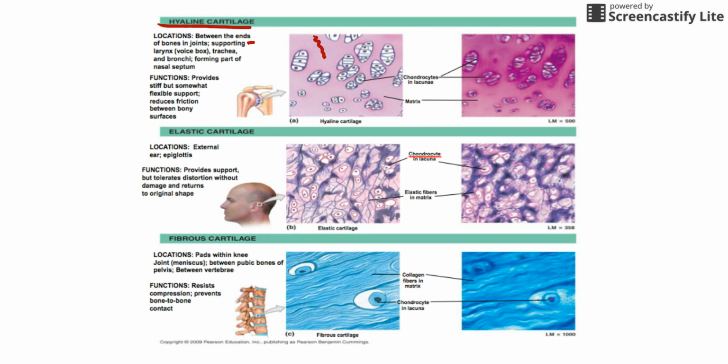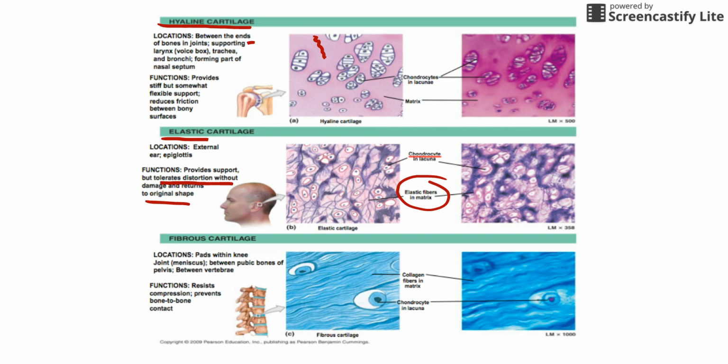All right. Elastic cartilage, as the name might imply, has a whole lot more elastic fibers and is much more flexible, guys. So it tolerates, I put down here, distortion without damage and returns to original shape. So you can stretch it, you can move it around. Like if you think about your ear, you can kind of fold your ear in half, and it's going to bounce right back into place.